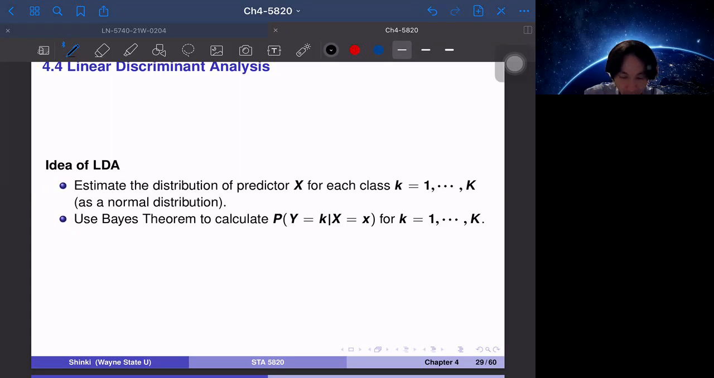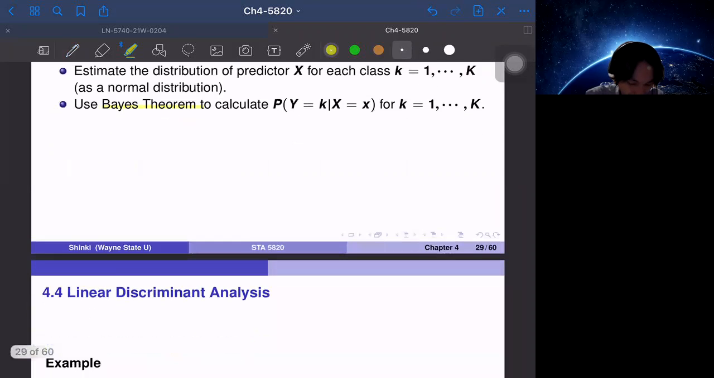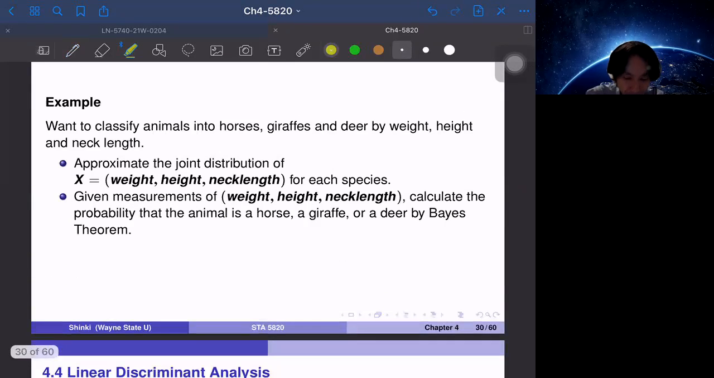To be exact, we use the Bayes theorem to identify the probability of which class each predictor value belongs to. So, an example: we want to classify animals into horses, giraffes, and deer. So we have 3 groups, maybe class 1, class 2, and class 3.